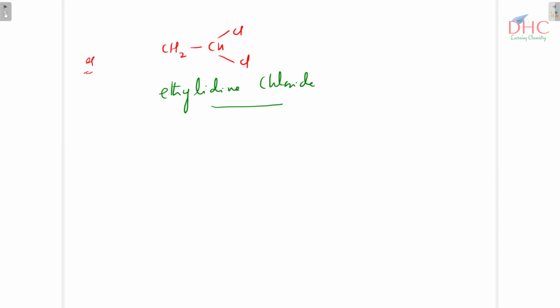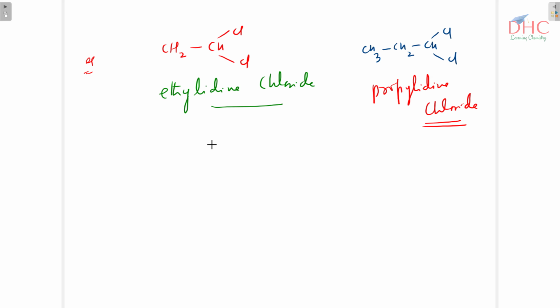Similarly, if I talk of one more example, CH3 single bond CH2 single bond CHCl. So we have three carbon atoms over here, so the compound is named propylidine chloride. So this is how we are basically naming these geminal dihalides.